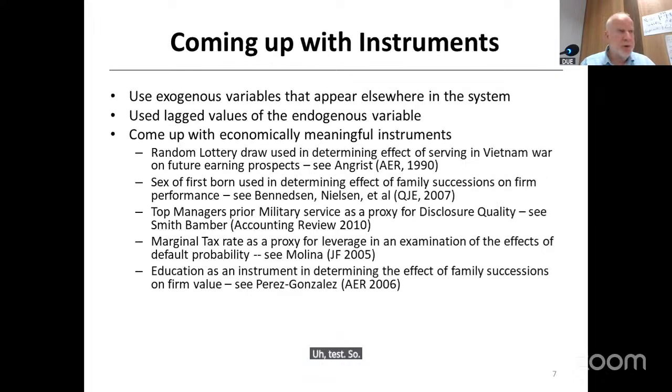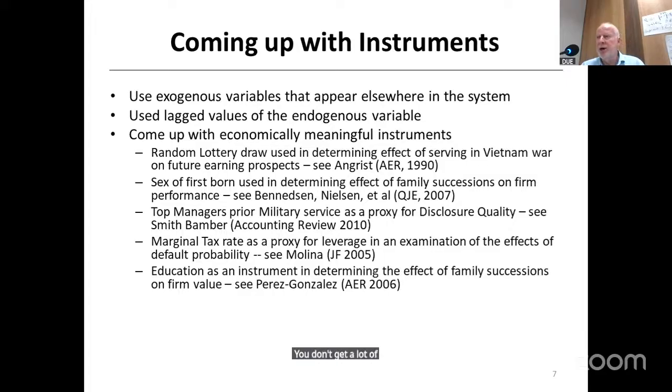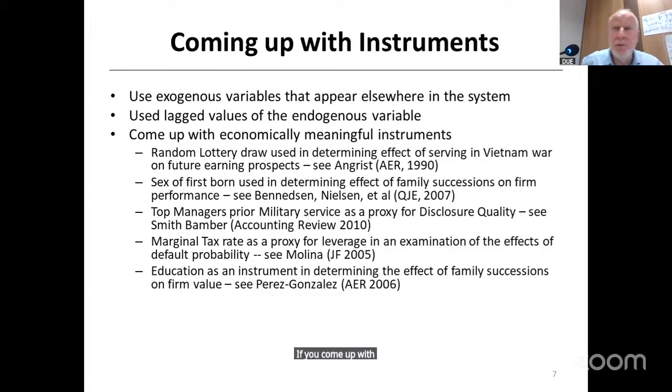So, coming up with instruments for your IV. Some people use exogenous variables that appear elsewhere in the system. You don't get a lot of marks from the editor if you just do that. Some people use lag values of the endogenous variables. Yeah, you don't get many marks from the editor if you do that either. But here's something you'll get marks from the editor for: if you come up with an economically meaningful and intuitive instrument.